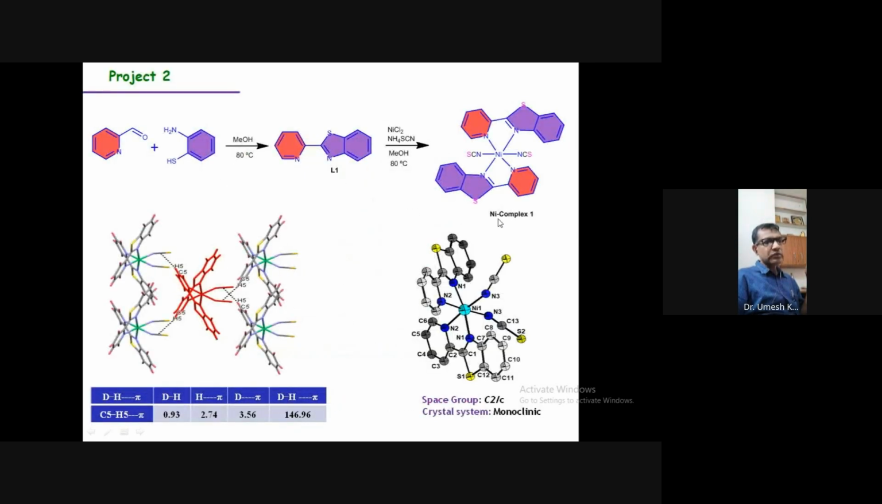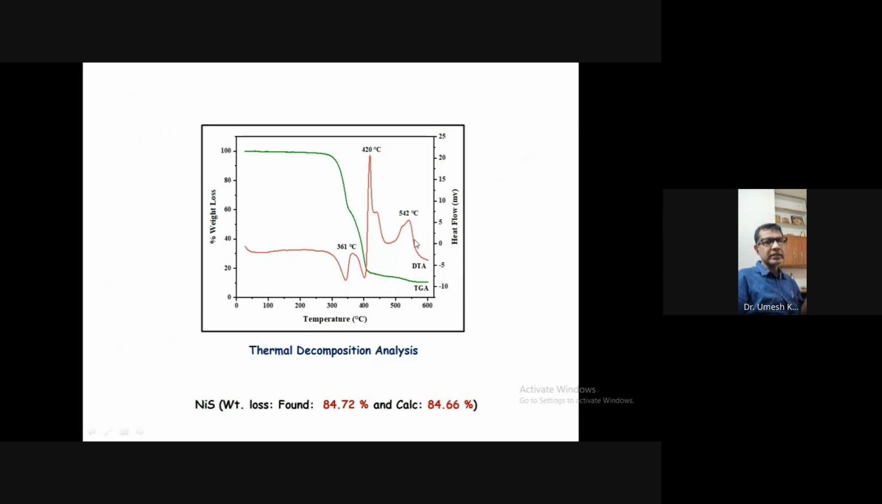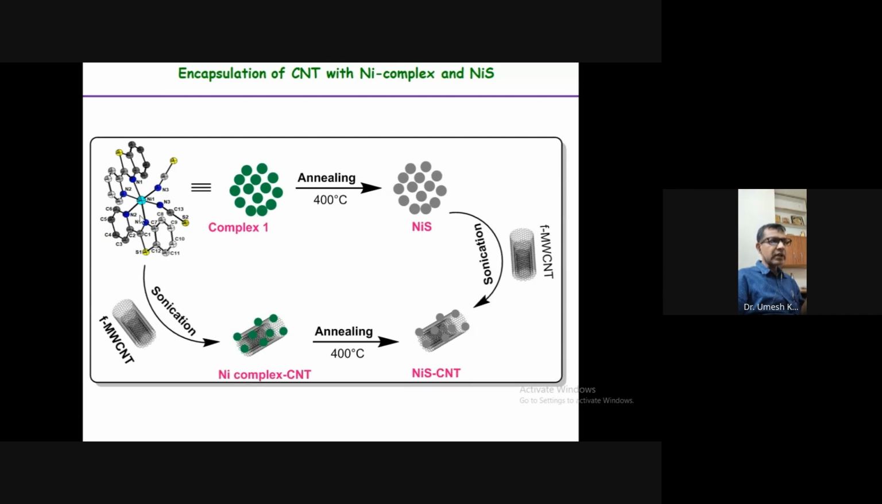So we thought that with these compounds we could generate materials to use as electrocatalysts. First, before annealing these compounds, we did TGA analysis. We saw that the end product after decomposing these compounds is nickel sulfide. So we took the nickel complexes and annealed them at 400 degrees centigrade, giving nickel sulfides. And this nickel sulfide has been sonicated with functionalized multi-walled carbon nanotubes, giving the nickel sulfide CNT.